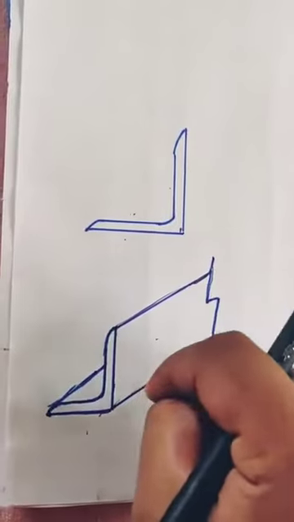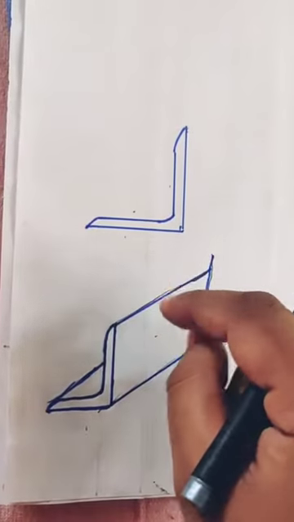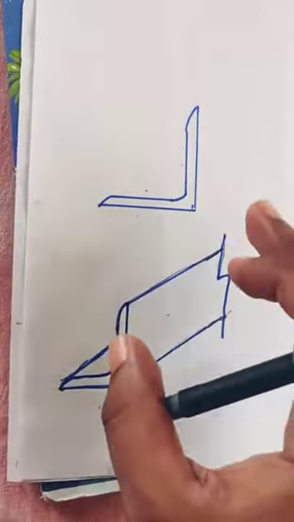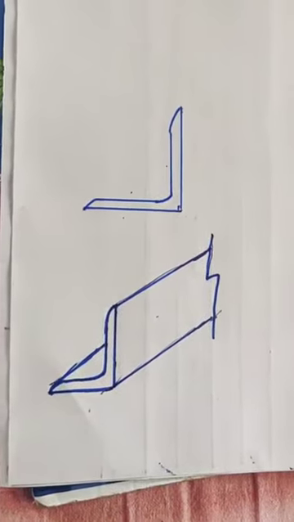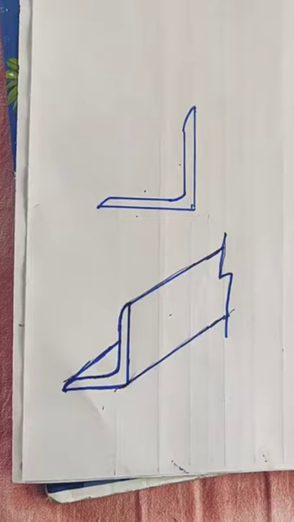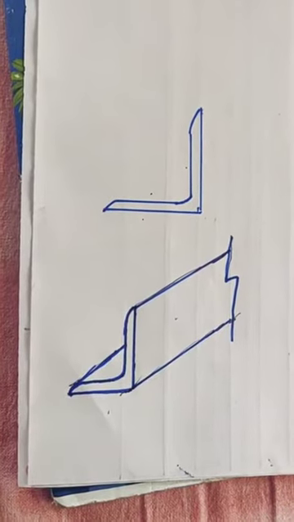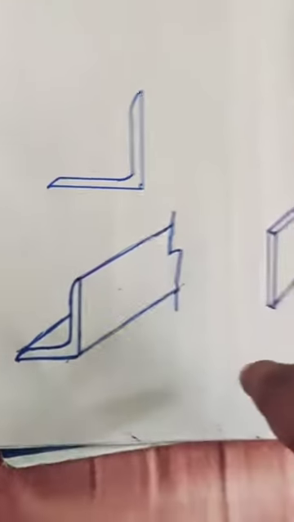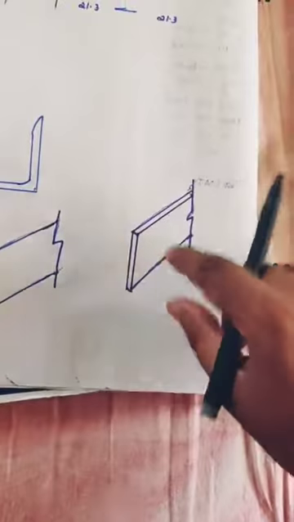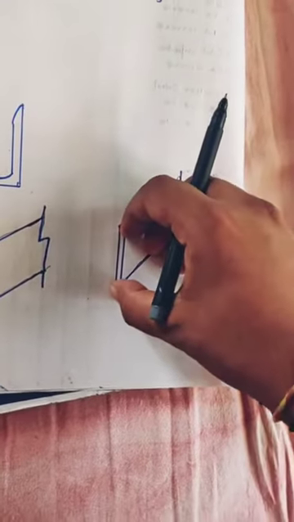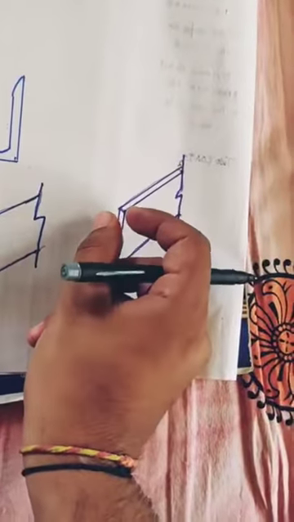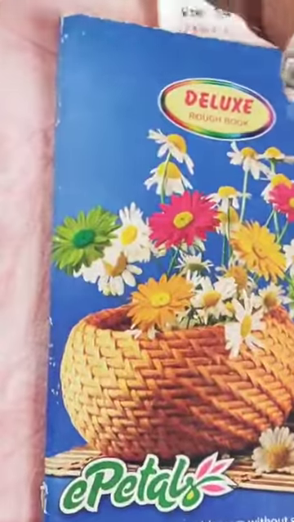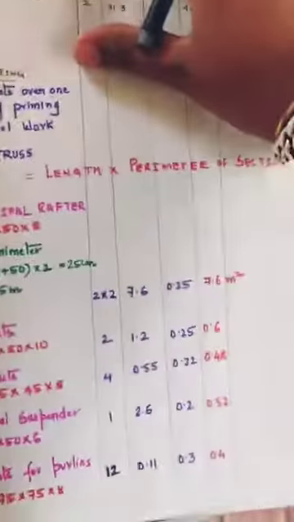So how to calculate the perimeter of this? This length into 2 times plus this length into 2 times. So you'll get the perimeter. Once I calculate the perimeter, multiply that with the length, you will get the total quantity for the painting, right? So I hope you understood this. Similarly for this particular part, length into 2 times, thickness into 2 times, because this is a plate, right? So quickly going back to the quantity calculation now.